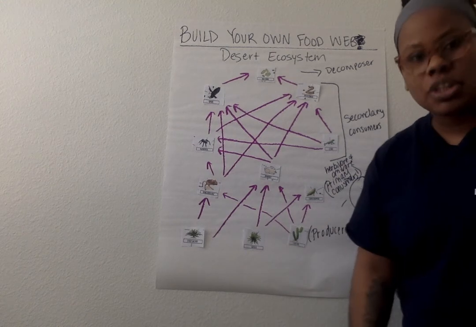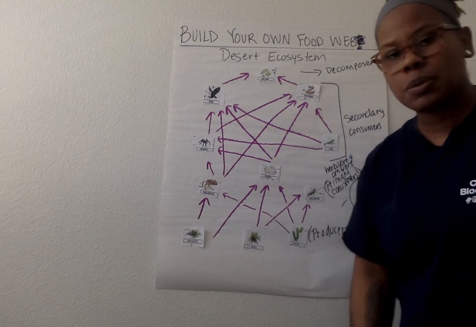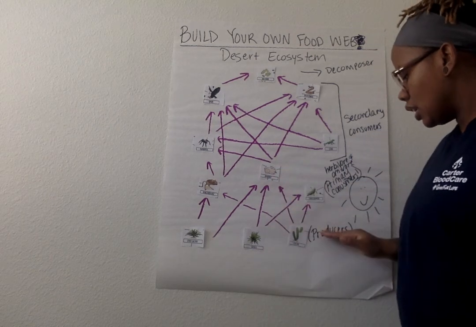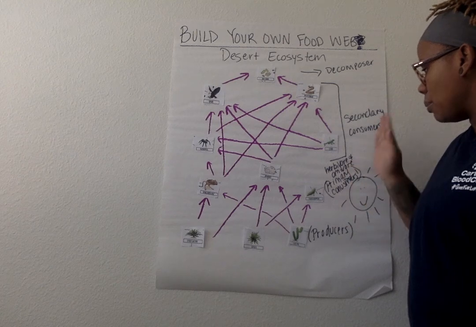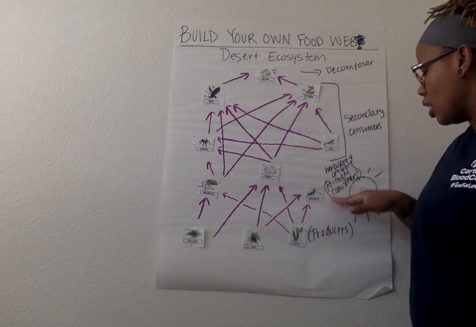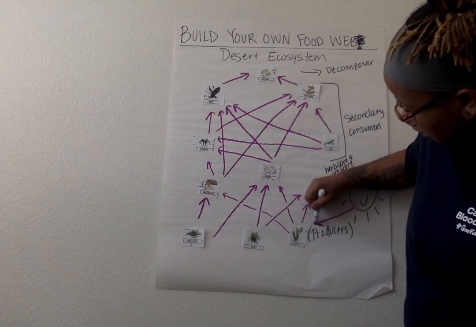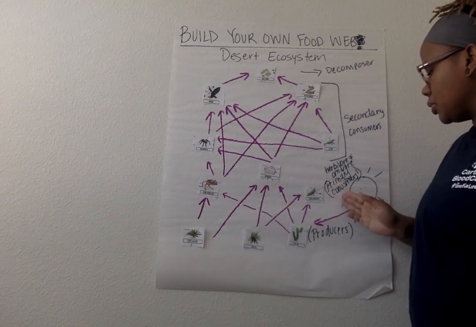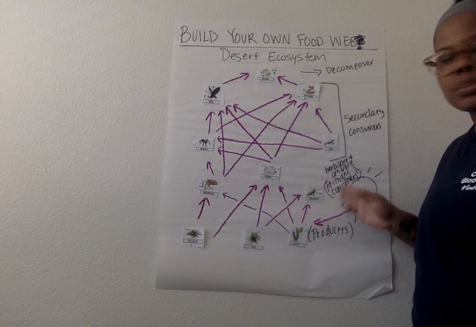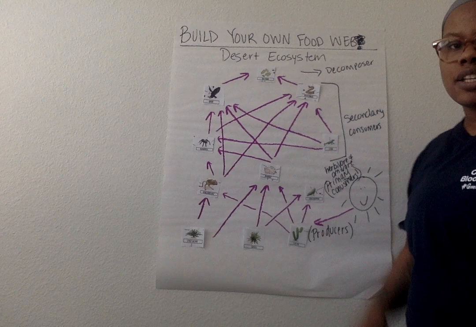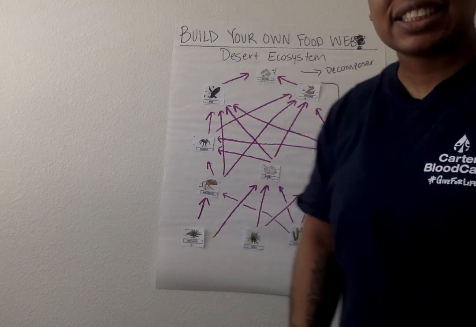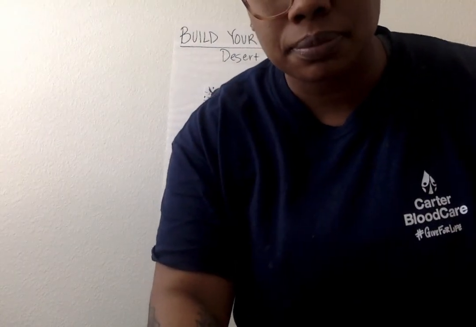Now, I want you to make your own food web, and I want you to draw the arrows and label the producers. Sorry, I forgot to draw my arrow with the sun. The producers, the primary consumers, secondary consumers, and decomposers. That's it for today, this week.